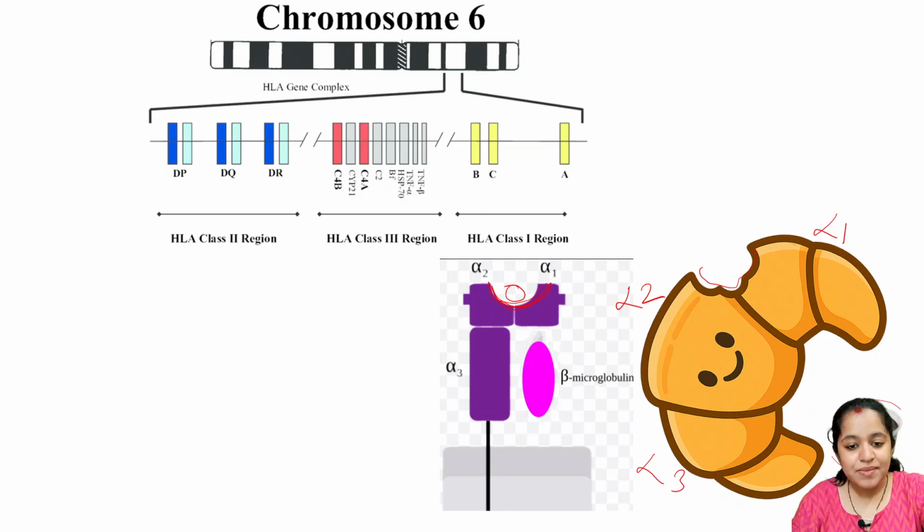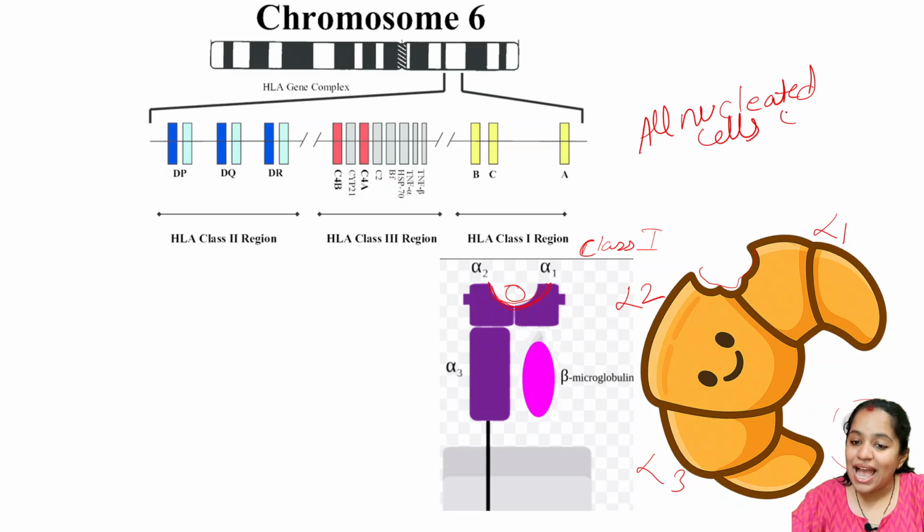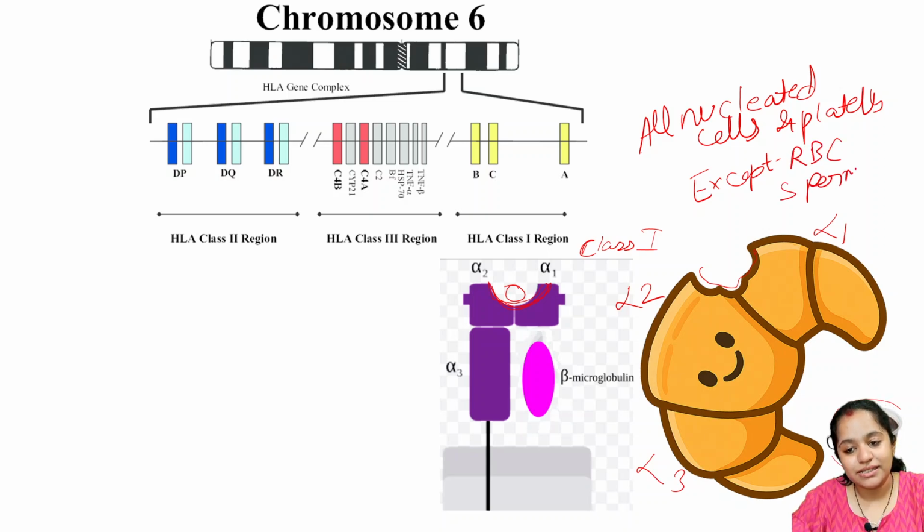Understood? Clear? Now this MHC class 1 molecule is present on which cells? It is present on all nucleated cells and platelets. Now there is an exception to this. It is not present in your RBC and it is not present in your sperm cells. Clear? This is your HLA class 1.